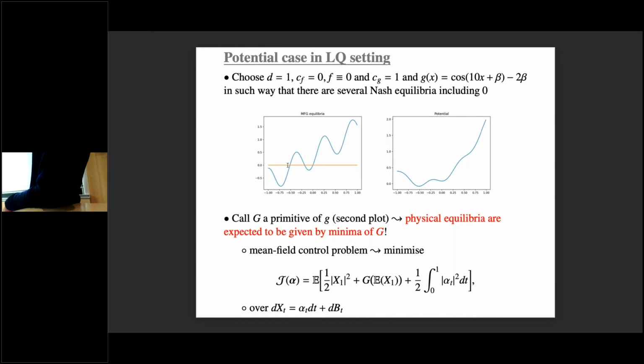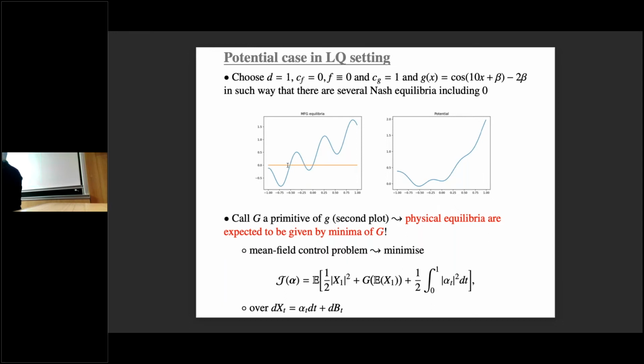And this should be a kind of systematic way to predict what the right physical equilibria are for mean field games for which there is a potential. If there is no potential, this is a completely different story. And I think that at this stage, there is absolutely no answer to this question. And I will show you next that it is possible to observe this numerically.